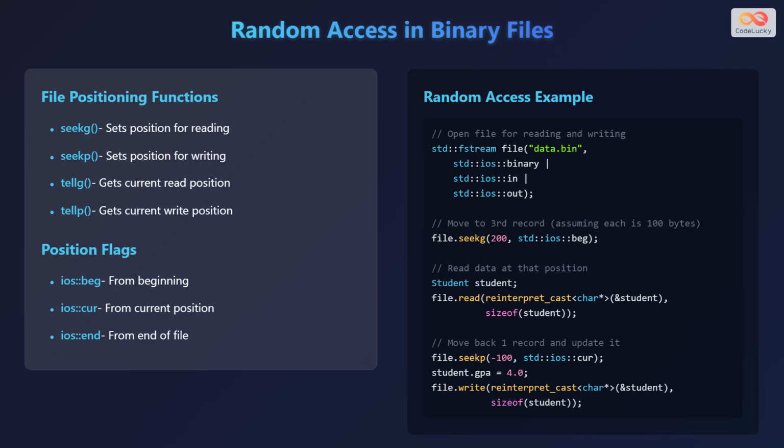In this example, we open a file for reading and writing using std::fstream file("data.bin", std::ios::binary | std::ios::in | std::ios::out). We move to the third record in the file by using file.seekg(200, std::ios::beg), assuming each record is 100 bytes. Then we read the data at that position into a student structure. Next, we move back one record using file.seekp(-100, std::ios::cur) and update the GPA for that student. Finally, we write the updated structure back to the file.